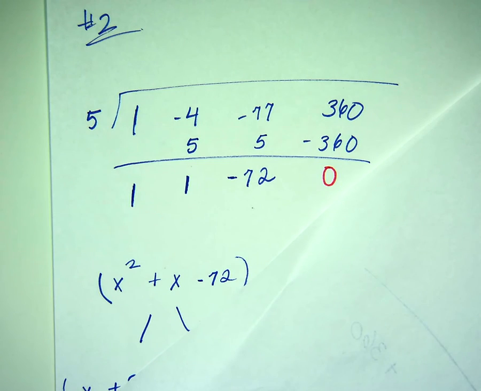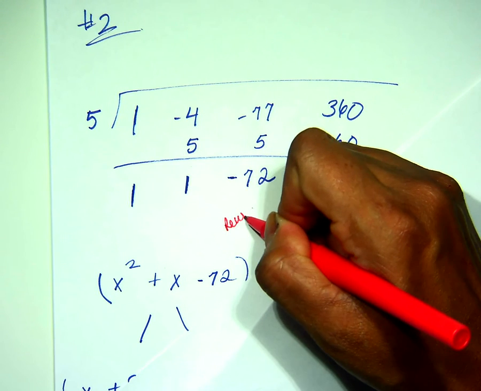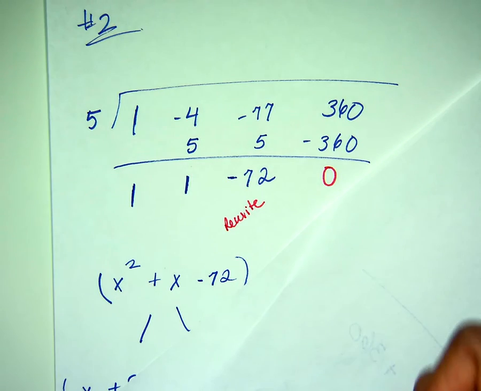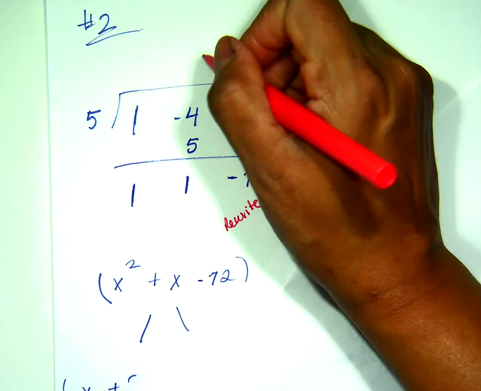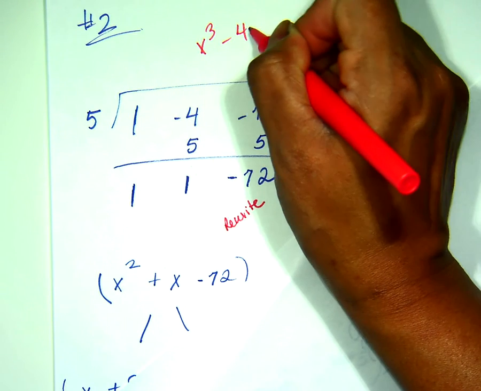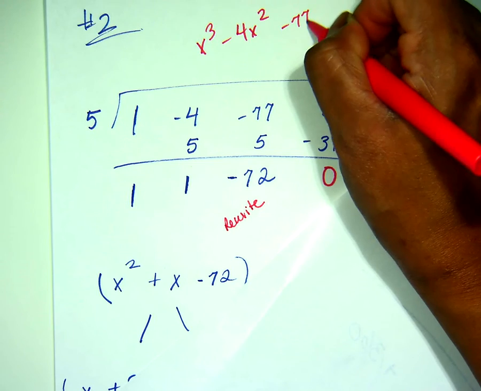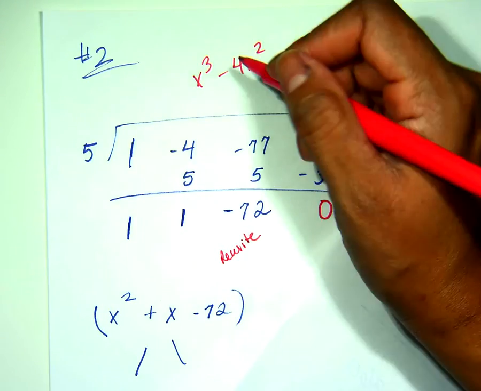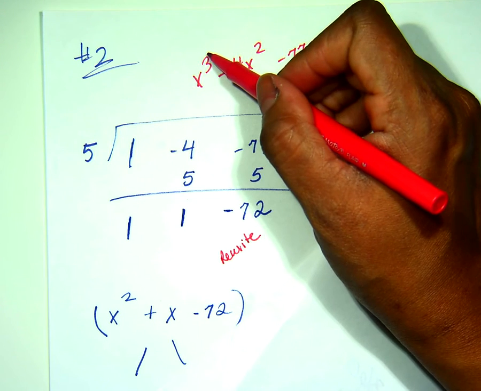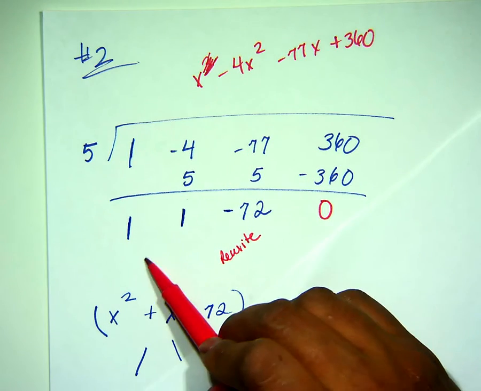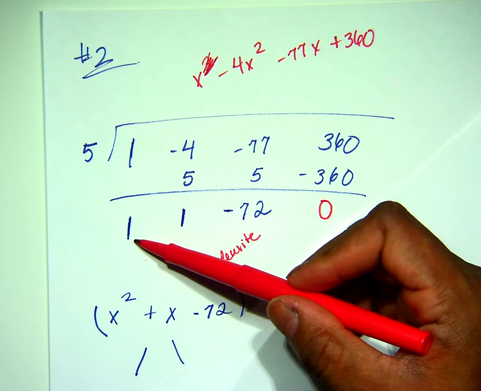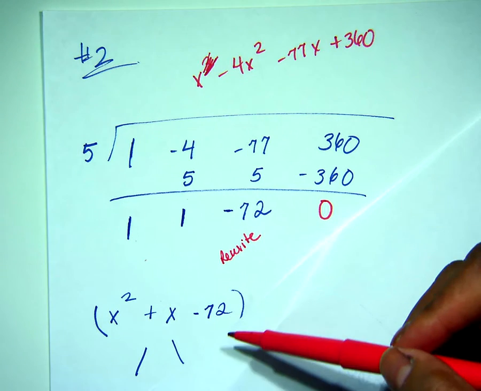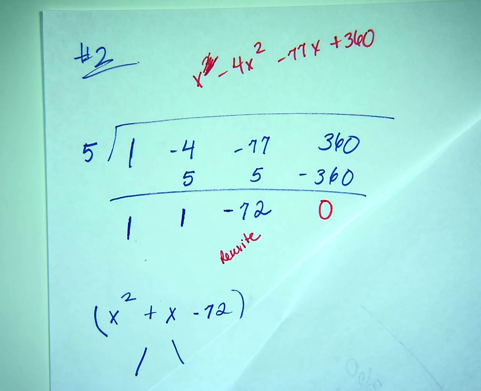Since that's the case, we're going to rewrite using those coefficients. To make it a little easier, notice we started off with x cubed minus 4x squared minus 77x plus 360. That was the initial equation. Now that we have factored out one of those exponents, this is how we're going to rewrite it: x squared plus x minus 72. You remember from Module 6 there was a factor table provided for you. We're going to factor this trinomial into a binomial.